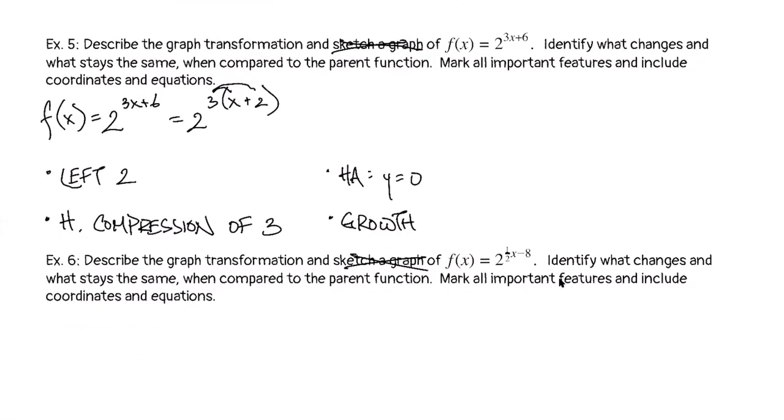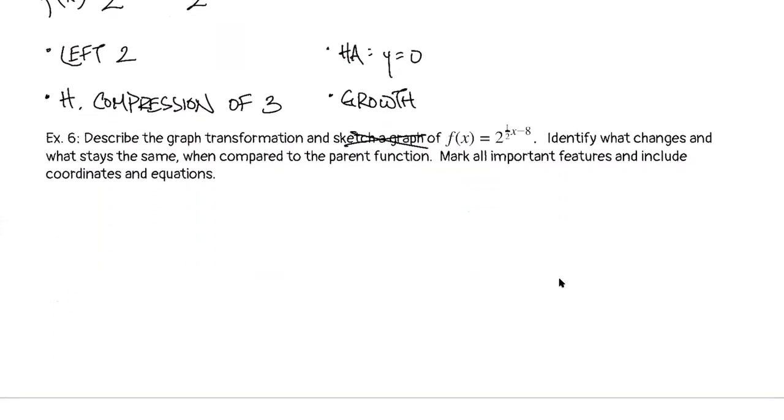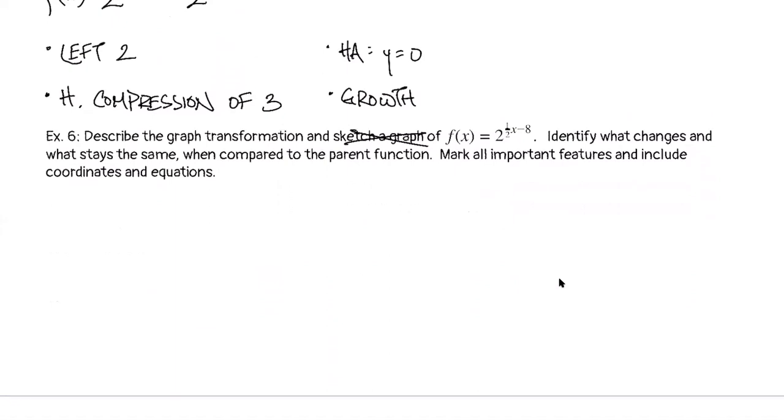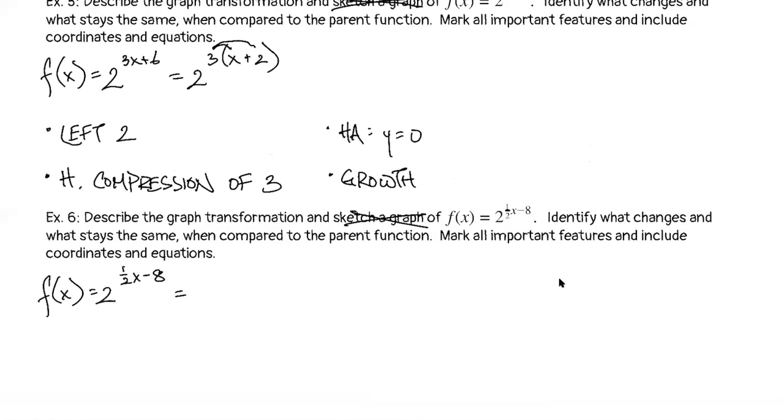All right, let's take a look at one more example and then we're going to take a break here, okay? So when we look at this one, we have 2 to the 1/2 x minus 8. So let me write that again down here, 2 to the 1/2 x minus 8. Now we know from our last example that we have to factor out that coefficient. So last time we factored out a 3, what are we factoring out this time? We're factoring out the 1/2, yeah.